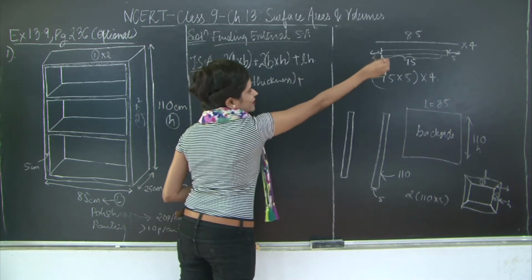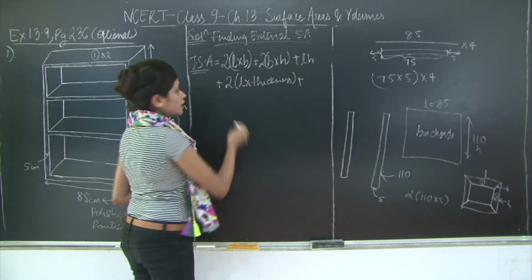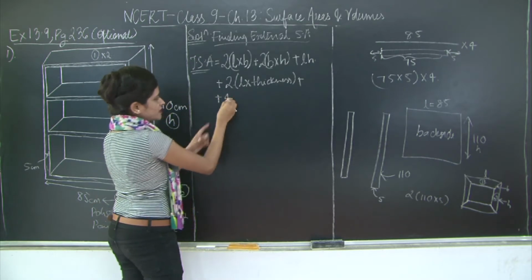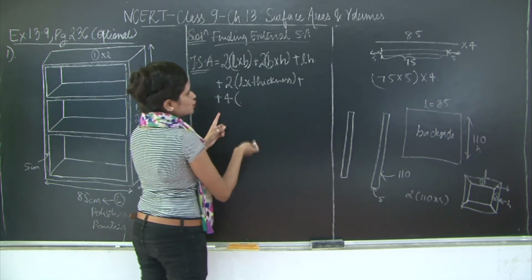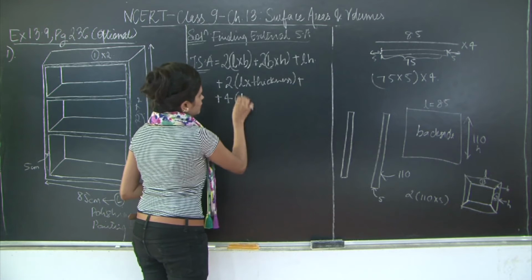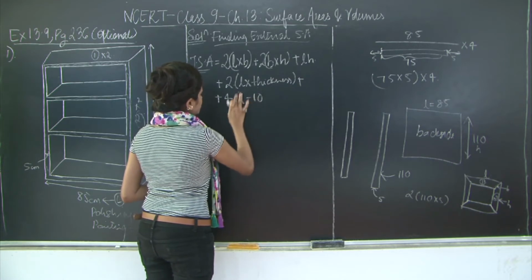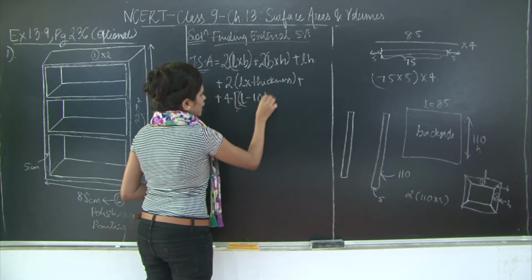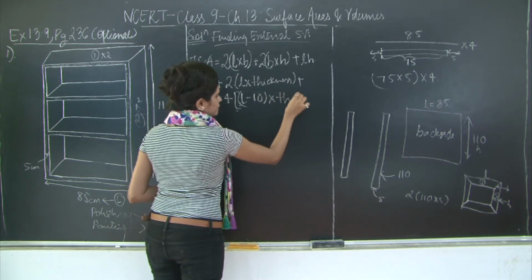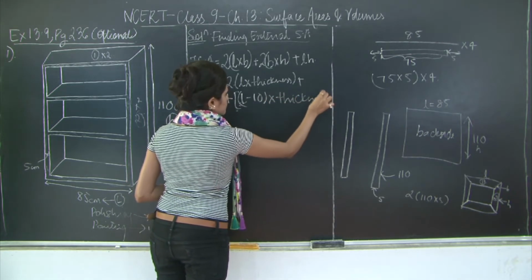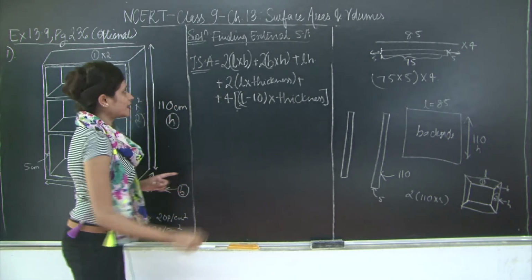Plus we have these 4 rows. The 4 rows are what? It is plus 4 because I am multiplying for 4 rows into length minus 10 into thickness. So let's substitute these values now.